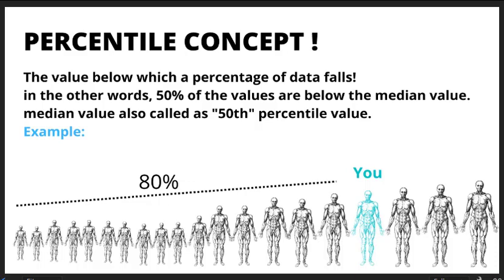Let me start this lesson with an example. The 20th percentile is the value below which 20% of the observations may be found. A percentile is a measure used in statistics indicating the value below which a given percentage of observations in a group of observations fall. When you say midpoint, there are 50% of the values below the median value and 50% are above the median value.